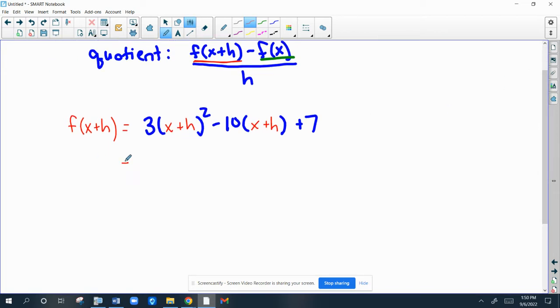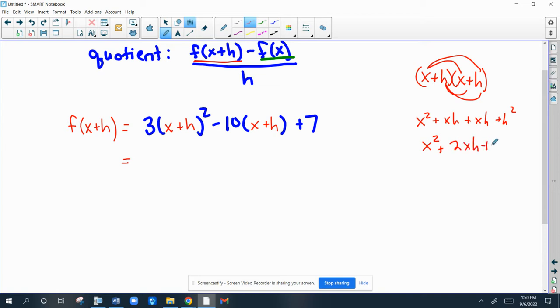So the first step is I'm going to square out the x plus h. X plus h squared is x plus h times x plus h. You can do this on the side, or you can do the shortcut, square double square, if you know it. Anyhow, on the side, it would be first foiling it: x squared plus outside x times h plus inside x times h again plus last h squared. So x squared plus 2xh plus h squared. And you're going to plug that in here. That's one way to do it.